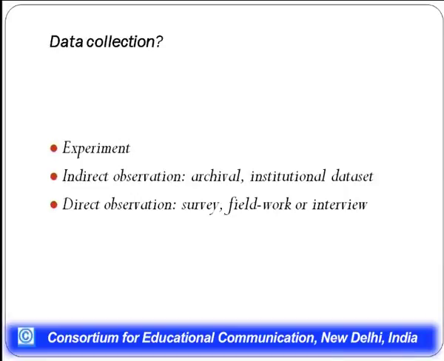Experimental method of analysis is popular in some of the disciplines of social science, but many times your observation would be indirect. For instance, if you are doing historical research, then you might want to go into the archives and try to get facts or data from either archives or institutional data sets. Some of the institutions like World Bank, United Nations, or the government data set, the government of India, all of them do collect data, and that data can be used for your research.